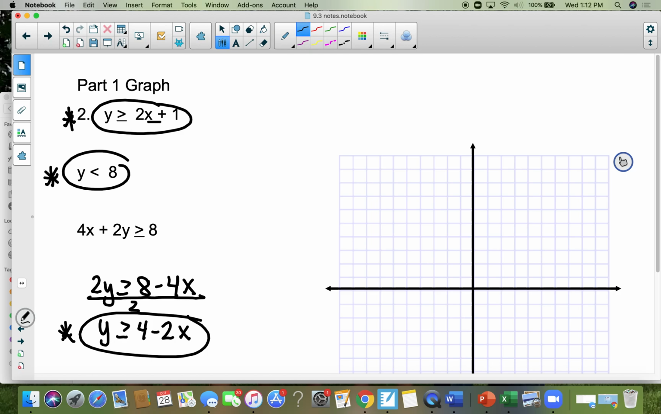The first one I'm going to do in black, so I'm going to put my first dot at 1. I'm going to go up 2 and over 1, up 2 and over 1, up 2 and over 1. And it needs to be a solid line because of the greater than or equal to. If you're greater than or equal to, you shade this side of the line. You can put a point in there to check to see which side to shade.